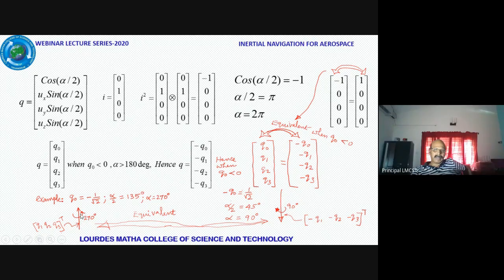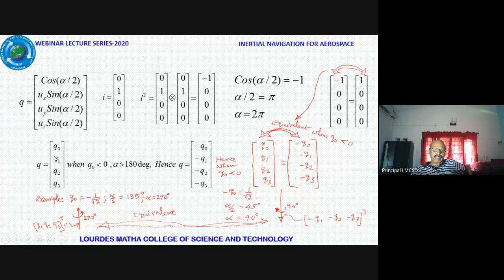For that, we will take a simple example. Let's take this Q0 as minus 1 by root 2. It means alpha by 2 is 135 degrees. That is, alpha is 270 degrees. Pictorially, this vector, which is nothing but the Q1, Q2, Q3 vector, is shown like this, and a rotation of 270 degrees about that.